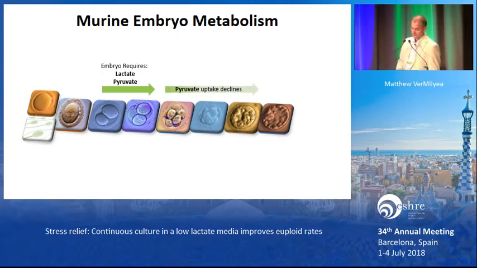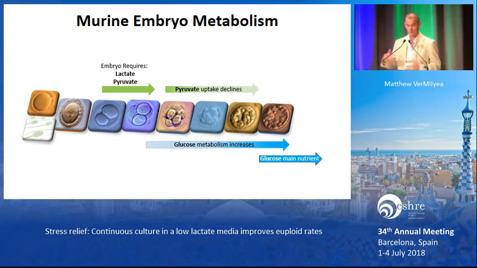So, murine embryo metabolism, also known as the mouse system. As we're all aware, from the 2-cell to 4-cell stage, the embryo really requires lactate and pyruvate. And then after about the 4-cell stage, going into the 8-cell stage, pyruvate uptake starts to decline in embryo culture and embryo development, and glucose metabolism increases. And it continues to do so until it's the main substrate at the blastocyst stage in order to maintain embryo development, and the main source of nutrients.